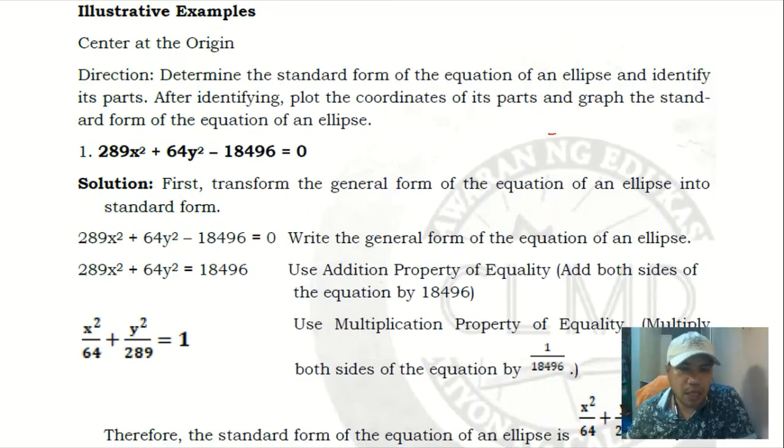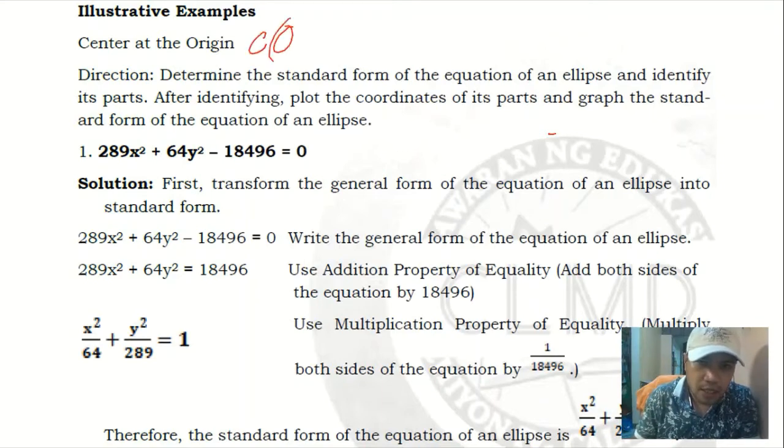For the illustrative examples, the center is at the origin. So ibig sabihin, yung center daw natin is nasa 0, 0 sa Cartesian plane. So direction: determine the standard form of the equation of an ellipse and identify its parts. After identifying, plot the coordinates of its parts and graph the standard form of the equation of an ellipse.